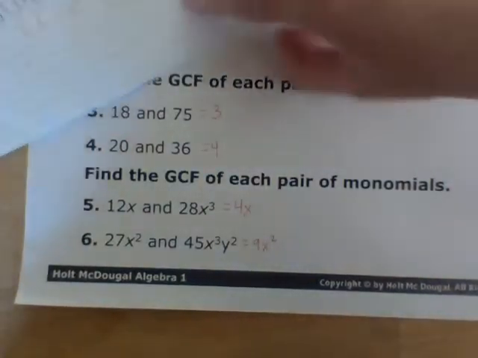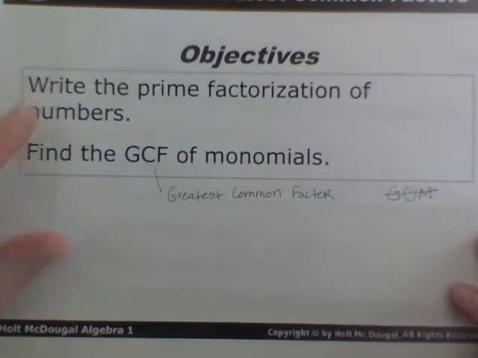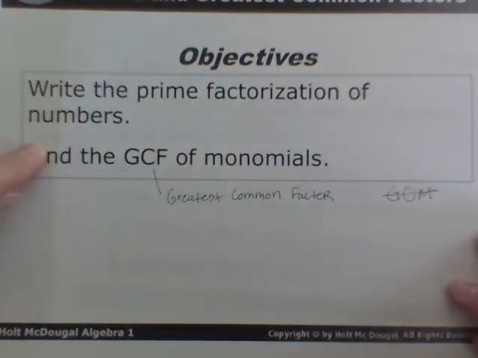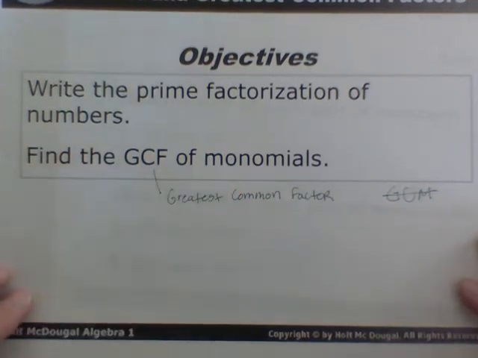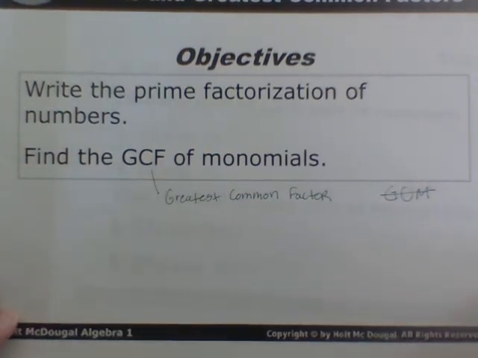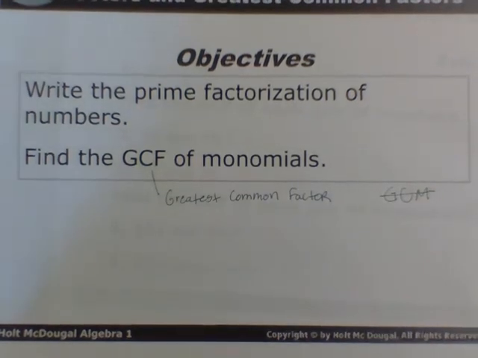So there you have it. Again, the objectives for today's lesson, we're writing the prime factorization of numbers, and then also finding the GCF of numbers and monomials. So hopefully you got that. And now you can watch the video of the assignment after you do the assignment and check to see that it's right.